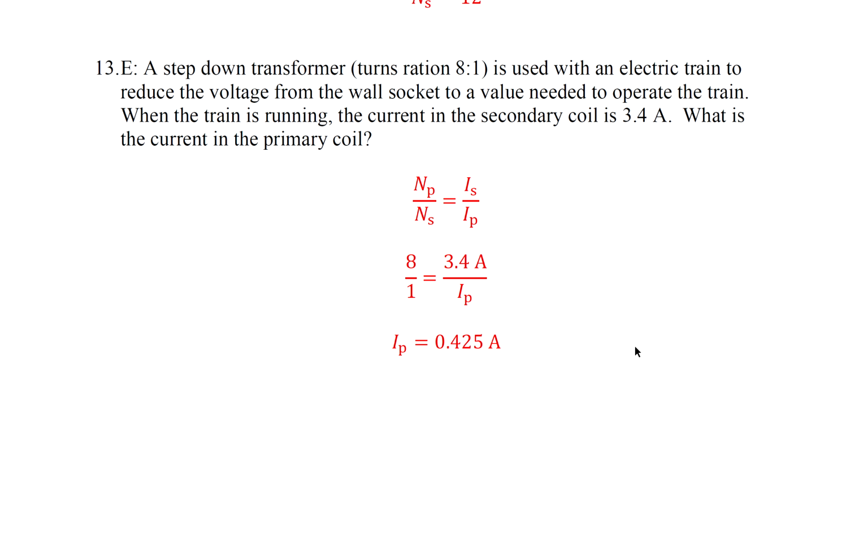Question 13. A step-down transformer is used with an electric train to reduce the voltage from the wall socket to a value needed to operate the train. When the train is running, the current in the secondary coil is 3.4 amps. What is the current in the primary coil? So we're going to use the equation again.